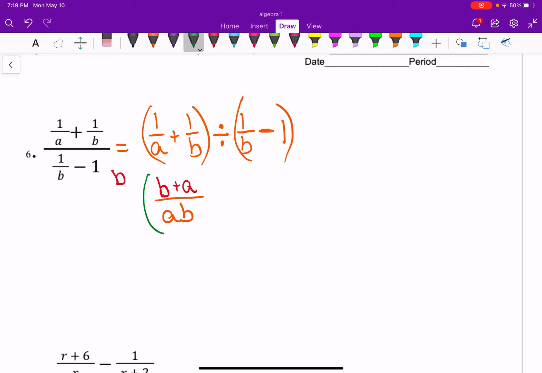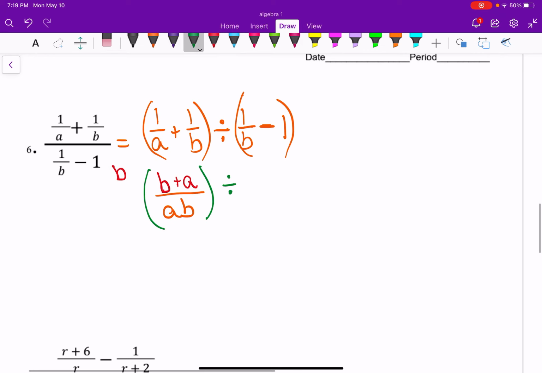So here's a chunk here, and we're going to divide by, well, how can I make 1 with a denominator of b? Well, let's take out 1 and put b over b. That's going to make it easier. So our common denominator is just b, and 1 minus b is our numerator.